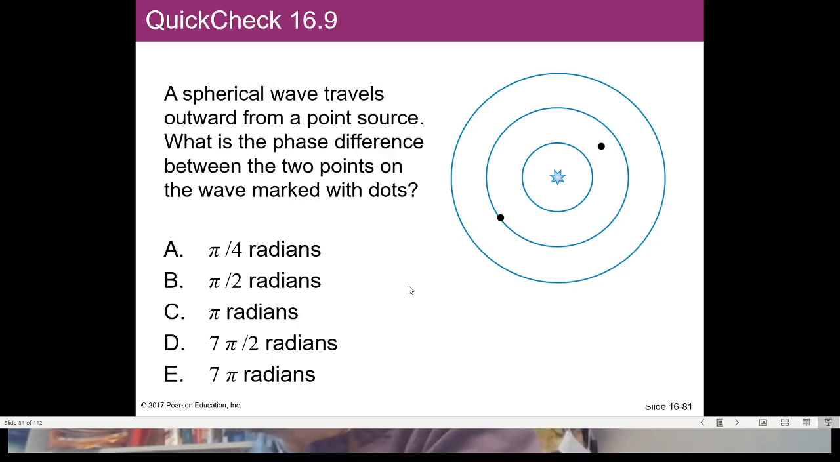All right, so here we have a spherical wave traveling outward from a point source, and that's right here in the middle, right? And we want to know the phase difference between the 2 points on the wave marked with dots. Notice that this is all one phase. That is, this one circle is all one phase. This, on the other hand, is halfway in between these 2 crests, right? So remember, 2 crests are exactly 2 pi apart. So this is going to be halfway in between that, or pi radians apart.